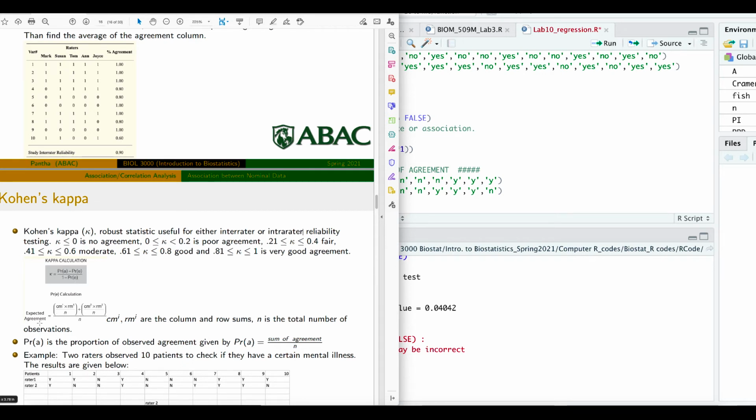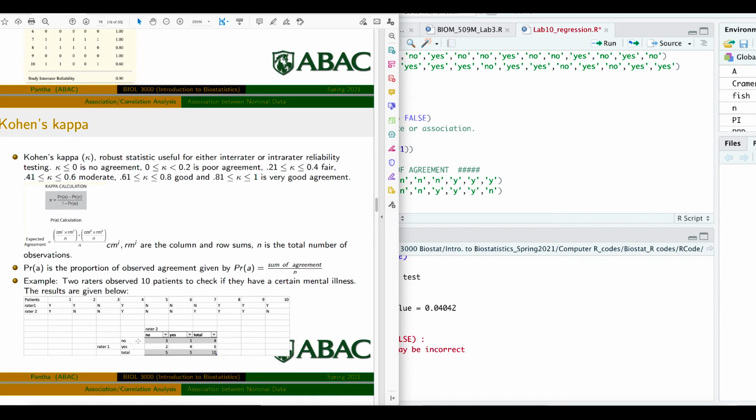PRE is given by CM1 times RM1 divided by N, plus CM2 times RM2 divided by N, the whole divided by N, where CMi and RMi are the column sums and row sums. So column sums of the first rater times row sums, plus column sums of the second rater times row sums, divided by N, and the whole divided by N. We'll see one example. N is the total number of observations. PRA is the proportion of observed agreement, that means the sum of the agreements divided by N.